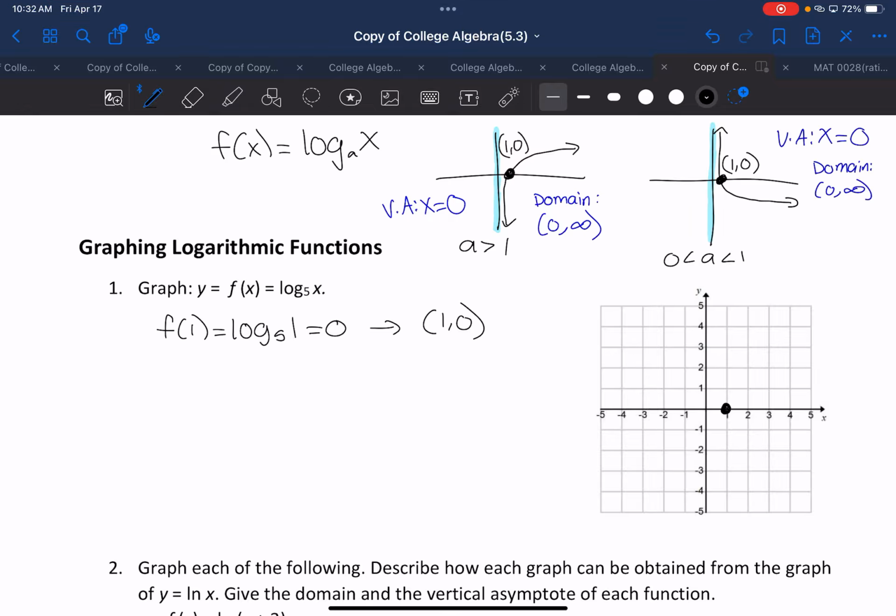So if I wanted to find another point on this graph, the easiest number to plug in for x would be 5 because that matches my base. And I know that log base 5 of 5 is equal to what? 1. Perfect. So this would be equal to 5, 1, which would be right here. So I know that it's looking like this.